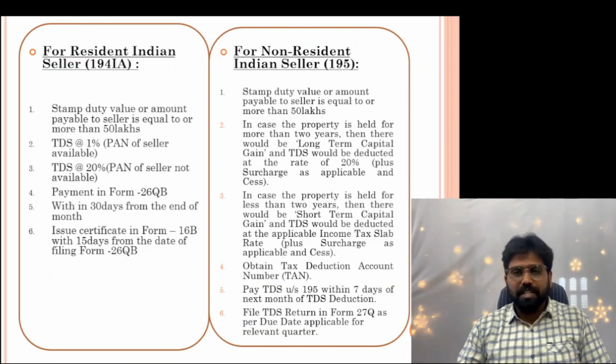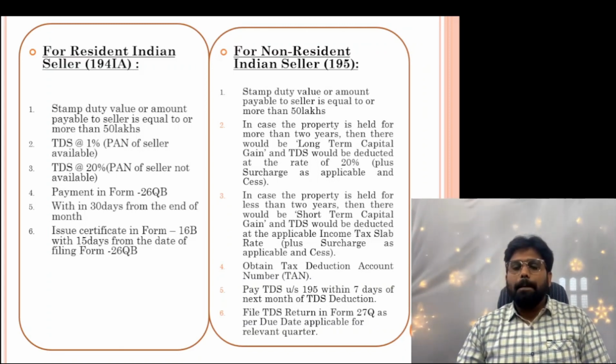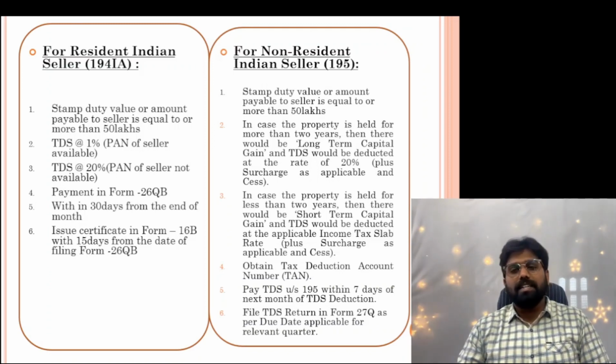Under this section, if the stamp duty value or the actual payment what a buyer will be giving to the seller is equal to or more than 50 lakhs, then the buyer has to deduct 1% from the sale consideration and remit that amount to the government. If the seller is not having a PAN, then the buyer has to deduct TDS at the rate of 20% and pay the balance 80% to the seller.